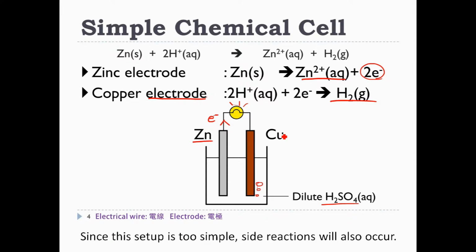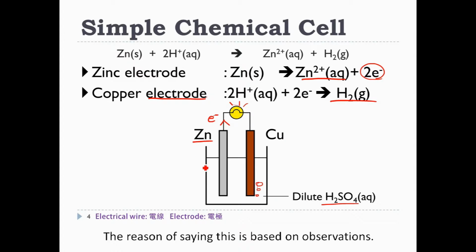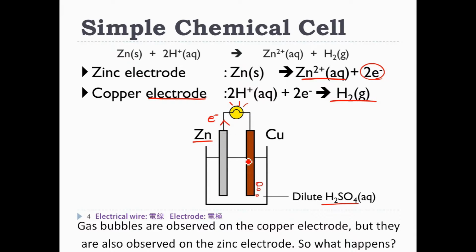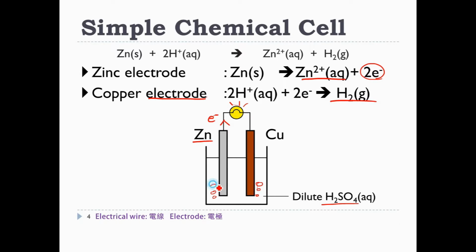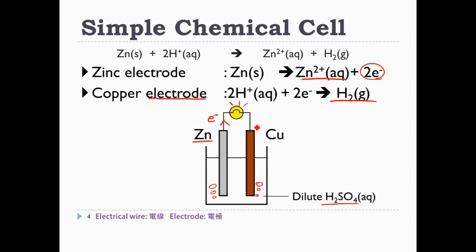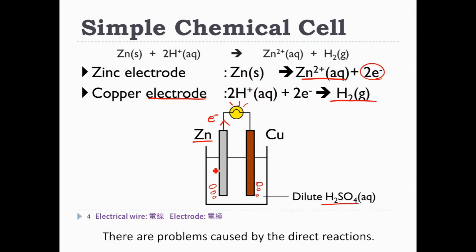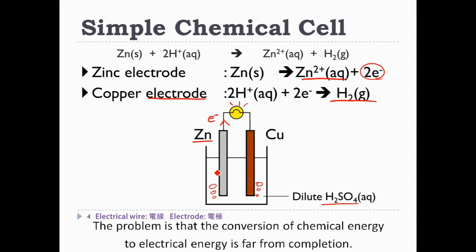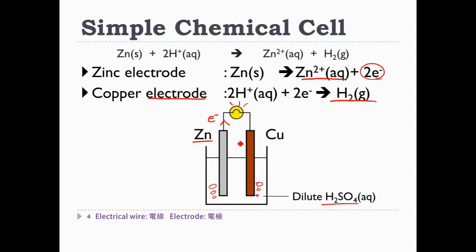Since this setup is too simple, side reactions will also occur. The reason for saying this is based on observations. Gas bubbles are observed on the copper electrode, but they are also observed on the zinc electrode. So what happens? In the reaction of zinc and acid, we cannot control all the electrons to flow through the wire. Direct reactions will occur. There are problems caused by the direct reactions. The problem is that the conversion of chemical energy to electrical energy is far from completion.